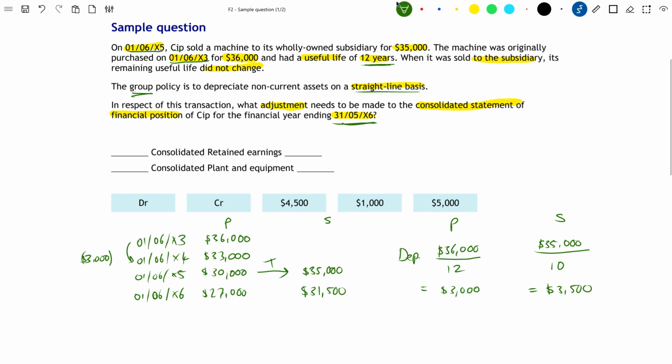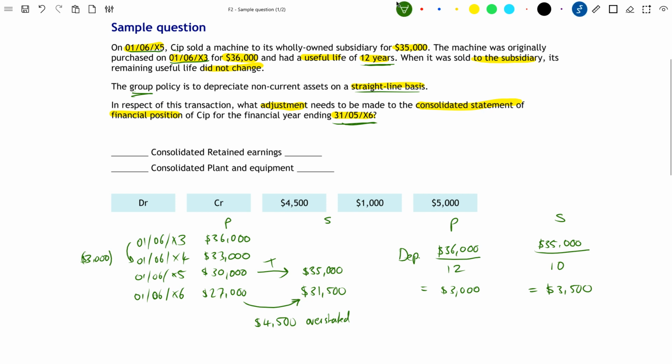So what we need to look at is the difference between these 2 amounts. So what it would have been carried at with and without transfer. And we find the difference here is that the asset has been overstated by $4,500. Okay, so that takes into account the gain that P will have made on transfer, but also the extra year of depreciation. So the asset's overstated by $4,500, which means we know what entries we need to make, don't we?